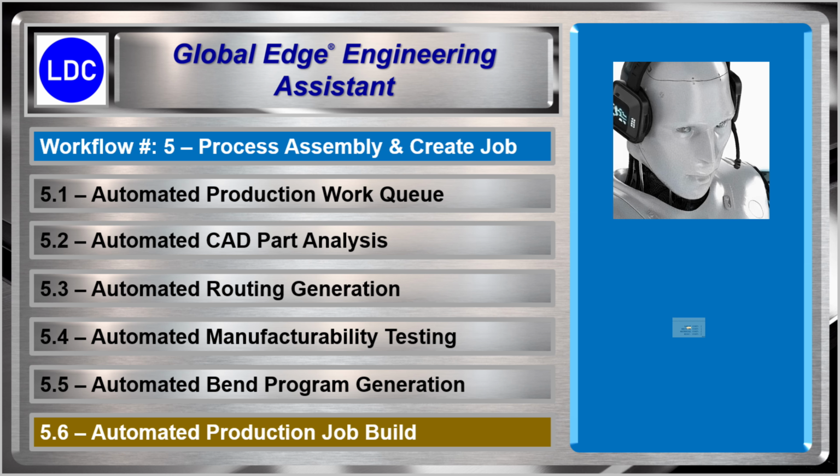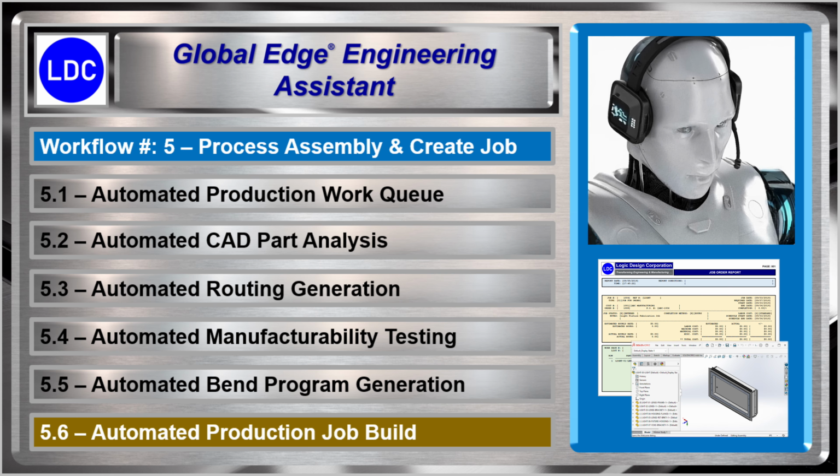This step illustrates the automated generation of a production job from a SolidWorks CAD model assembly, which includes the automated generation of a complete manufacturing bill of materials.